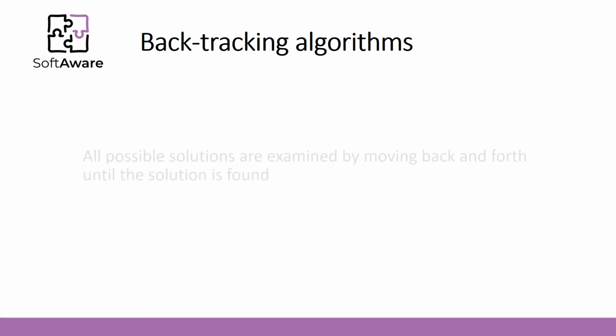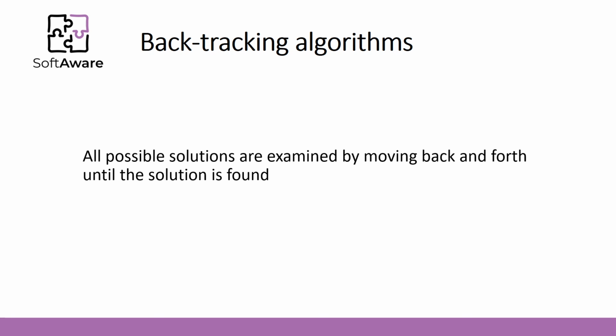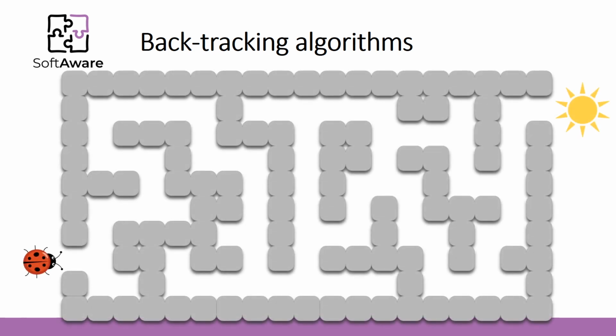Backtracking algorithms are when all possible solutions are examined by moving back and forth until the solution is found. Here we can go back to our ladybug and the maze. Every time we hit a wall with no entry, we go back and try another possible solution until the exit is found. These are only a few examples, but humans and computers use algorithms to perform everyday tasks.